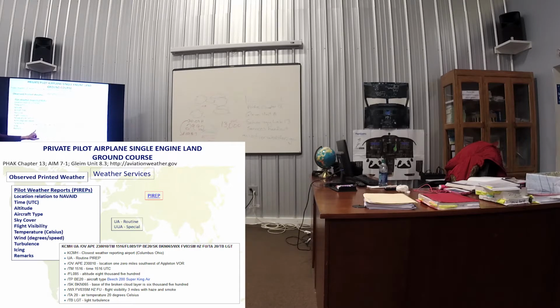It's a routine, so it's UA. Then it's going to read over the navigation aid you're reporting from. So over OMN, this one is Appleton, and the location from that VOR. So over Appleton, and it was, let's see, 10 miles, 230 from it.